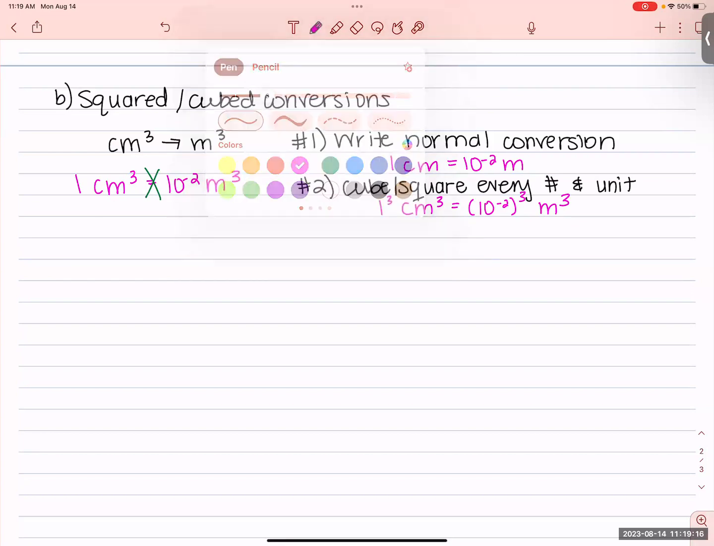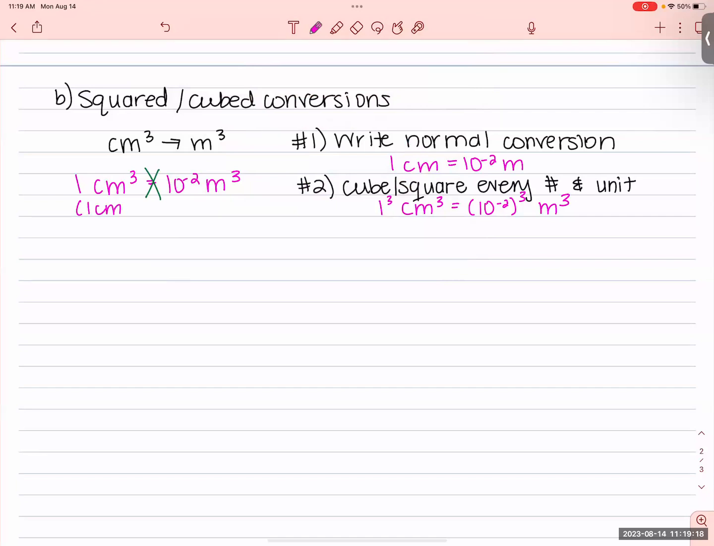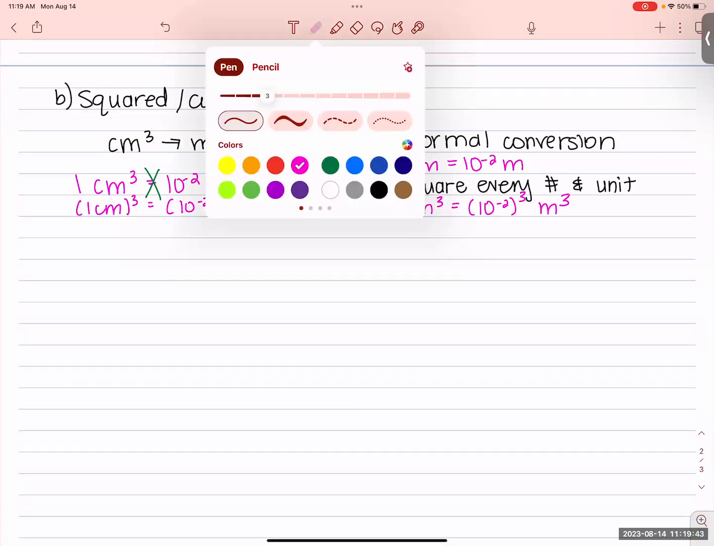I've also seen people do it like this, where they say, I'm going to cube the whole thing like this. And then what they forget to do in their calculator is cube this part here. So while this is true, it leads to mistakes. So my suggestion, if you want to get it right every time, is to painstakingly put that little 3 next to every number and every unit. And then we can clean it up.